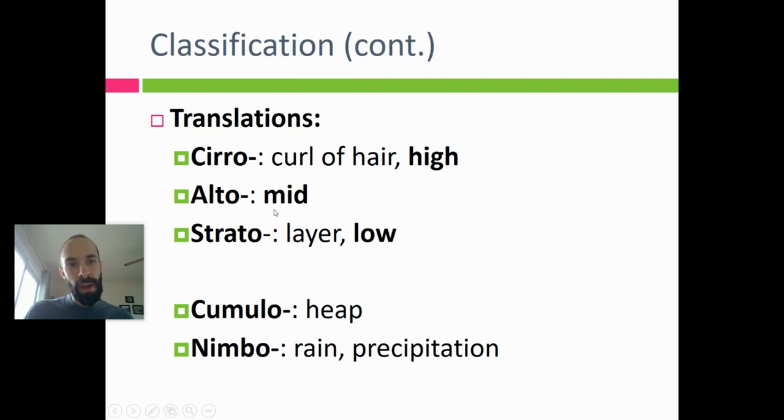Alto, and if you know anything about music, alto is in the middle range. Okay, so alto means middle layer, so somewhere above 7,000 feet. Strato means low. Okay, so a very low cloud or a layer of cloud as well. Stratus means a layer of cloud, almost like it blankets the whole sky. Cumulo means heap, kind of looks like cotton balls. Okay, and as I said earlier, nimbo means rain-bearing, precipitation definitely happening. Okay, so those are some translations for you.